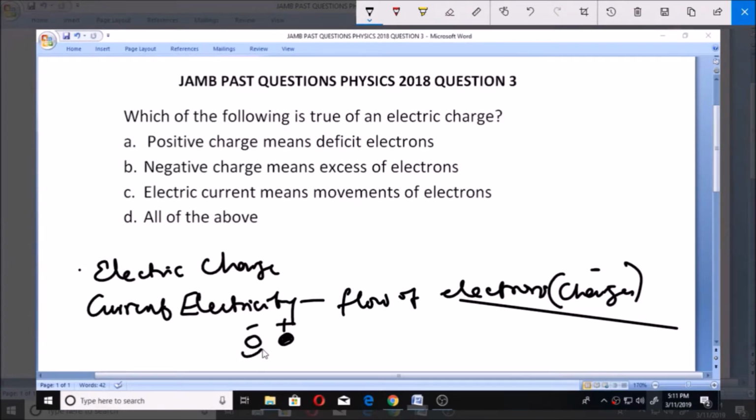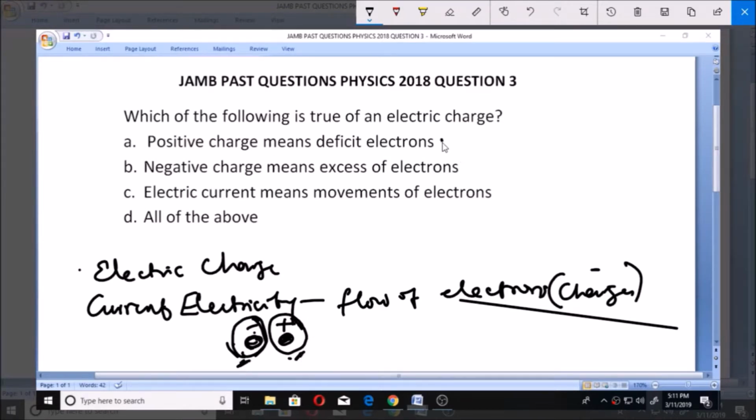So when you have excess of this electron that is negatively charged, you expect a negative charge. Overall charge will be negative. But when these protons that are positive are in excess, then you expect it to be overall positive charge. When the electron is not enough, when it is deficit, it will then be positive. So for this first statement, that positive charge means deficit electron, that is true.